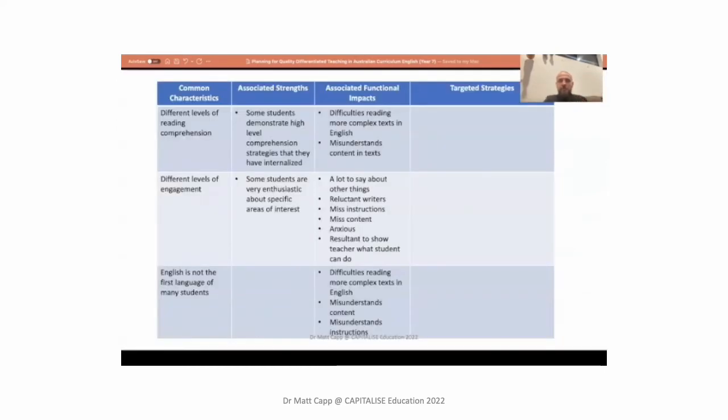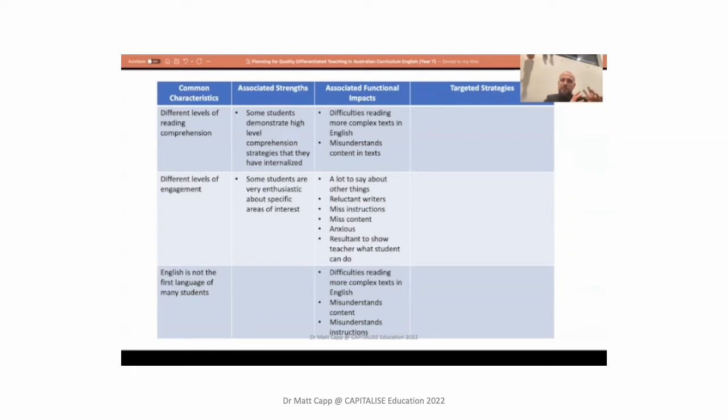So for kids with different levels of reading comprehension, some have difficulties reading more complex text in English, and some misunderstand content in text. So for those kids with different levels of reading ability, some have a lot to say about other things, reluctant writers, miss instruction, they miss content, can be anxious, and they can be reluctant to show teachers what the student can do.